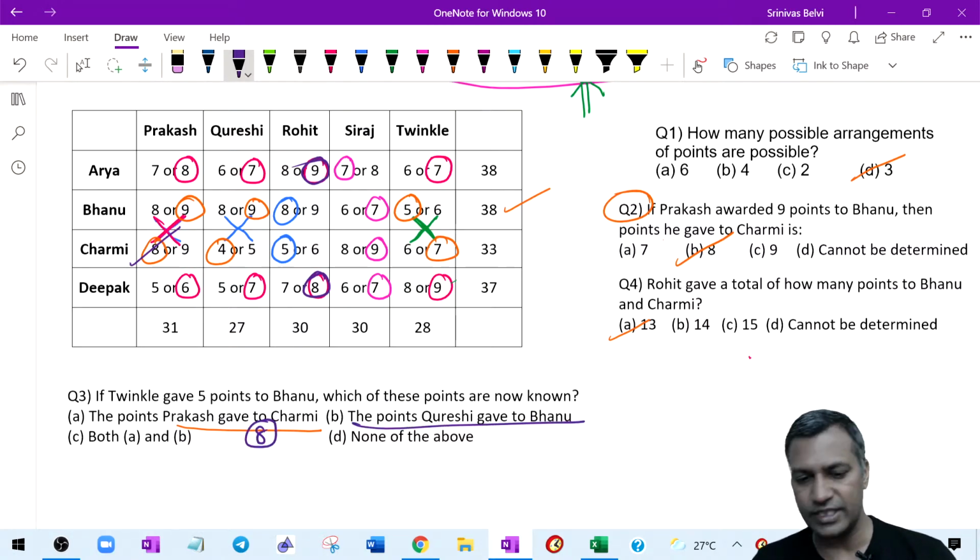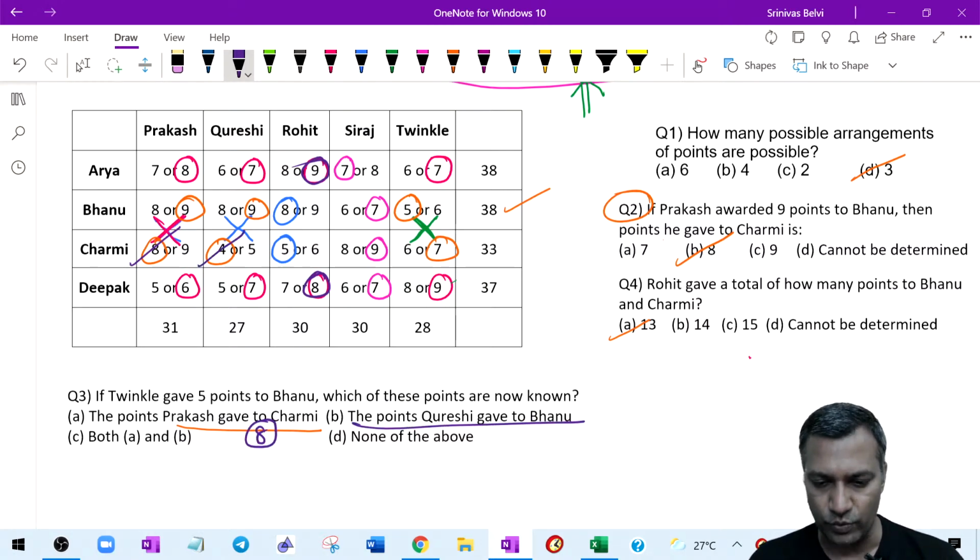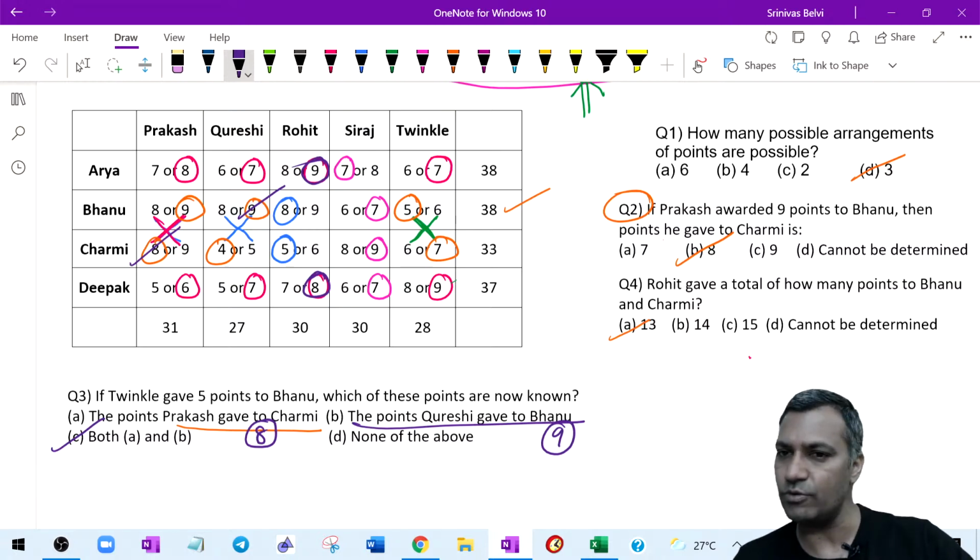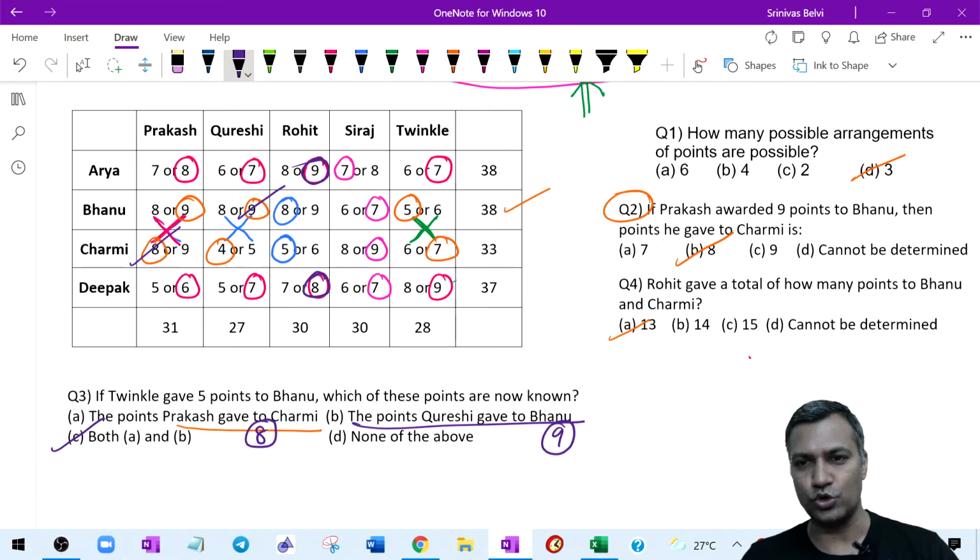The points Qureshi gave to Banu is also known, that is 9 points. Therefore, what we know, choice is C. Both A and B would be known. We already did this particular question before. That brings to the closure of this particular set.